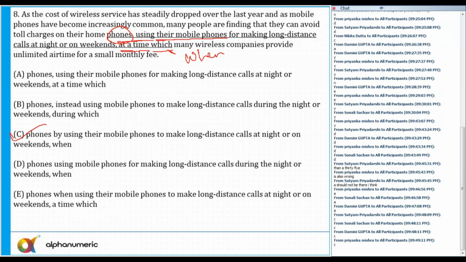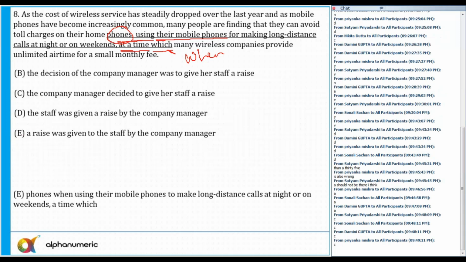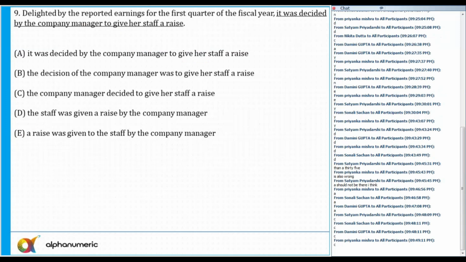Question number 9. Delighted by the reported earnings for the first quarter of the fiscal year, it was decided by the company manager to give her staff a raise. Again, modifier error. Who was delighted by the reported earnings from the first quarter of the fiscal year? The company manager was delighted, isn't it?